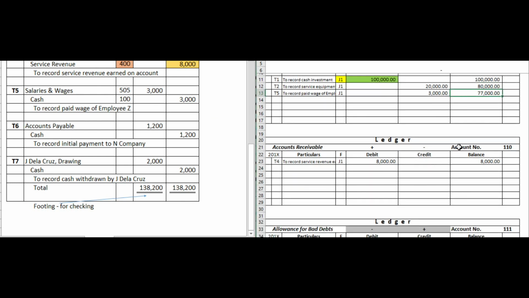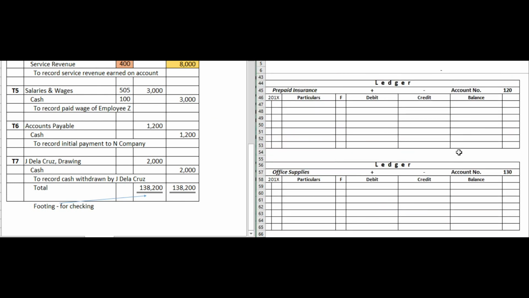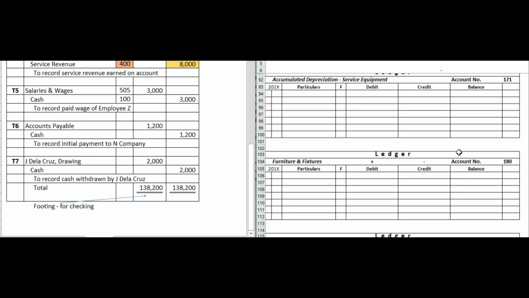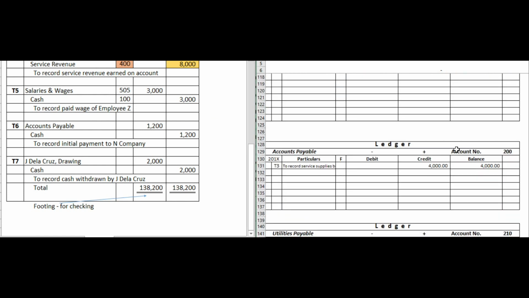Sabihin nyo, pag mabilis, baguhin natin yung pag-record natin. Okay? Willing ako magbago. Kahit naka 5 billion views na to, okay lang na baguhin natin.